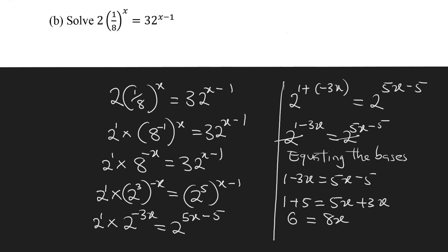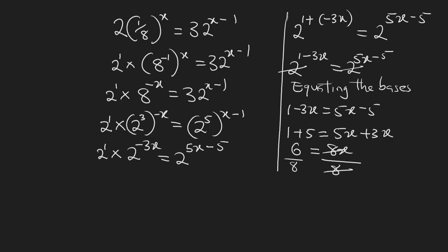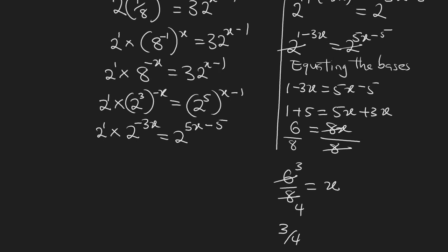So divide both sides by 8, right? The coefficient of x. So 8, 8. So this cancels this. So now we'll be left with what? We'll be left with 6 over 8 is equal to x, right? So 2 here is 3 and 2 here is 4. So we have that 3 over 4 is equal to x. So we say therefore x is equal to 3 over 4. So that's our answer. So let's move to the next question.